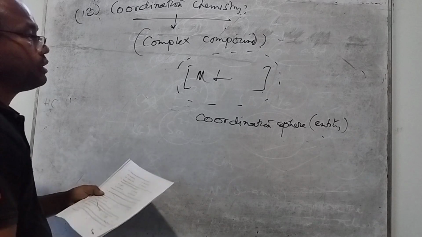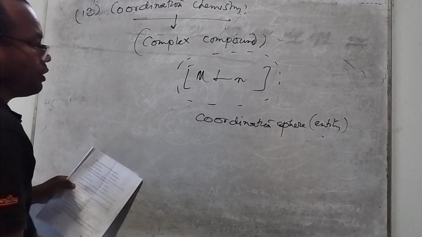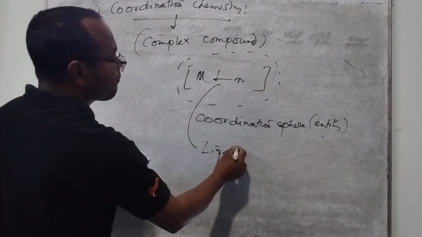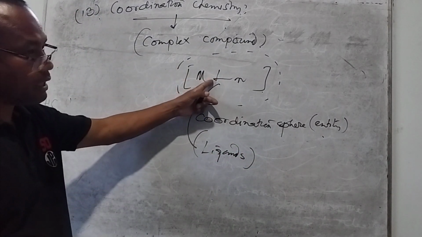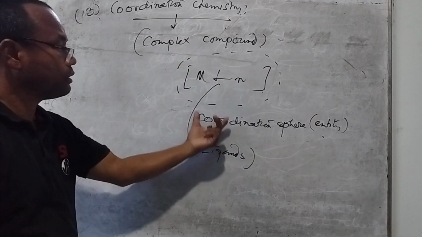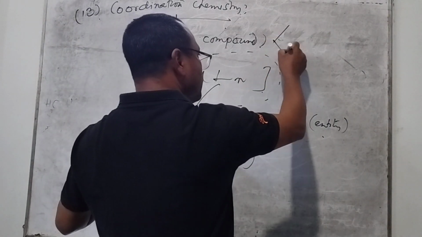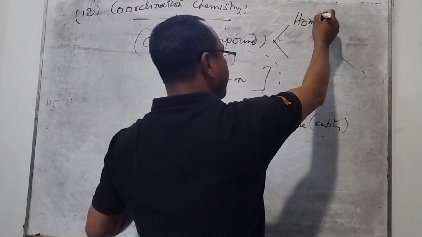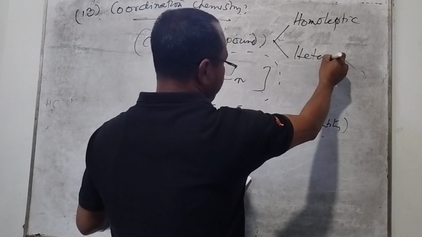How many ligands should be there? It depends upon their coordination number, right? But when we are talking about ligands, depending upon the different types of ligands written within the coordination sphere, we divide complexes into two types. One is homoleptic, another is heteroleptic.